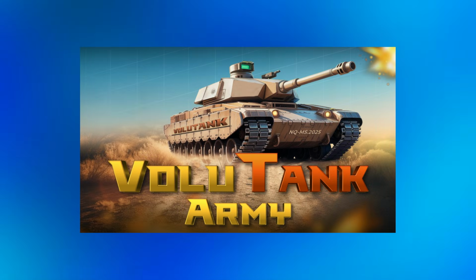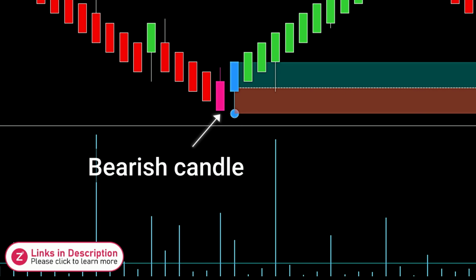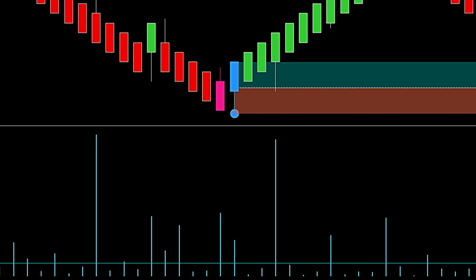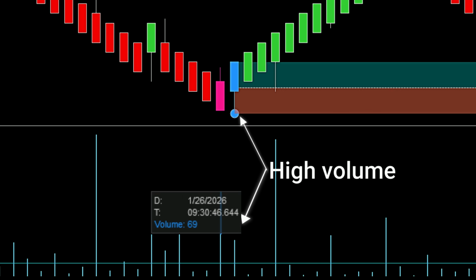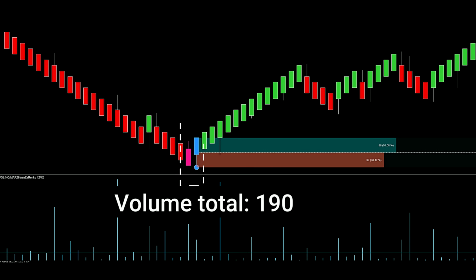To identify trading zones in this video, I'm using an indicator called Volutank Army. Now let's look at how Volutank Army forms supply and demand zones. Assume the market was previously in a downtrend. At a certain point, the last bearish candle appears with a sudden spike in volume. Immediately after that, the market responds with a strong bullish candle accompanied by high volume, indicating a shift in control from sellers to buyers. This is what we call a power shift.